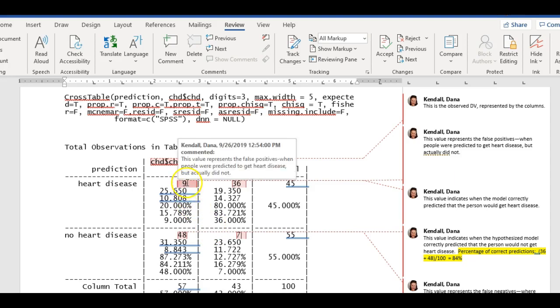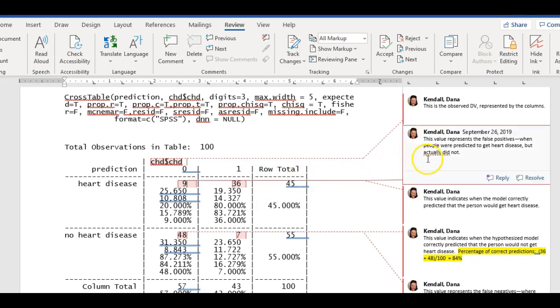So we were wrong 9 times, and specifically we were wrong when there was heart disease predicted to happen, but none in reality. So this is 0 here. No heart disease in reality. This case was observed to have a 0 in the DV column, but yet they got heart disease, right? And so this one is where we said they got it, but they didn't. That is a false positive, and that's not good. Okay, so that's a bummer.